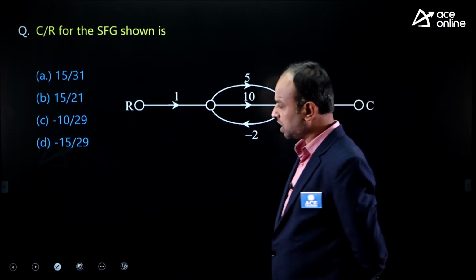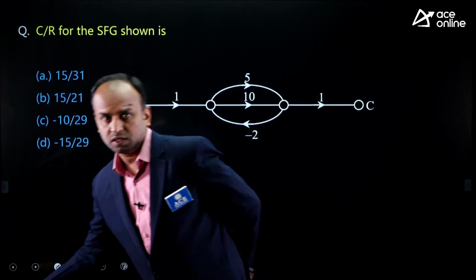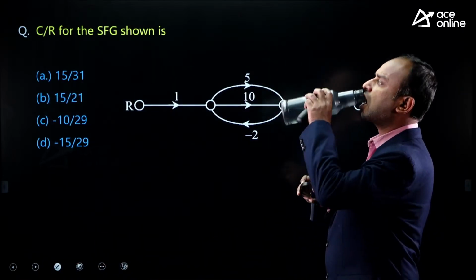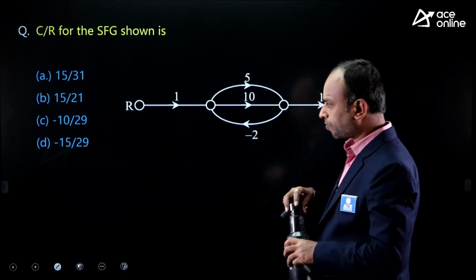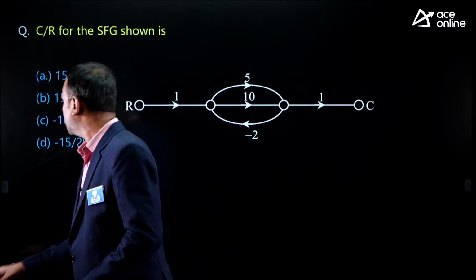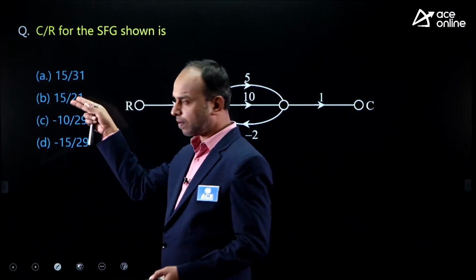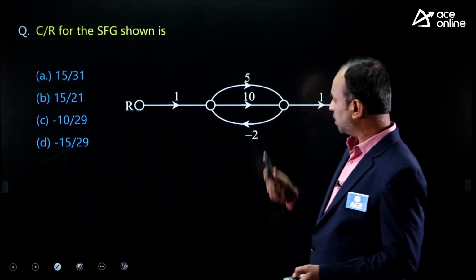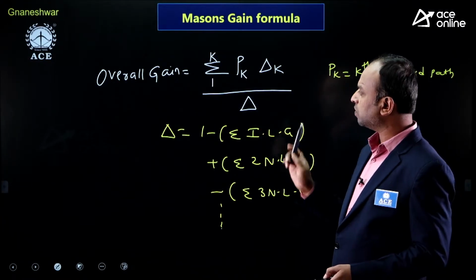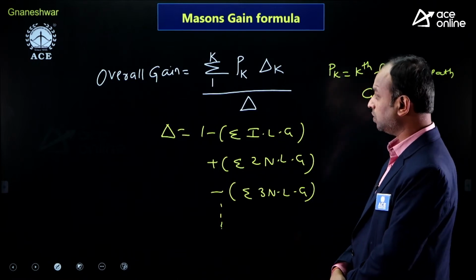The SFG answer is C by R. Come on. What is the answer here? Don't write ABCD. Simple, type it. Suppose the answer is 15 by 15 upon something, you have to type it. Yes, use this formula, dear. Same formula. By using this formula, how to solve this one? How to solve?